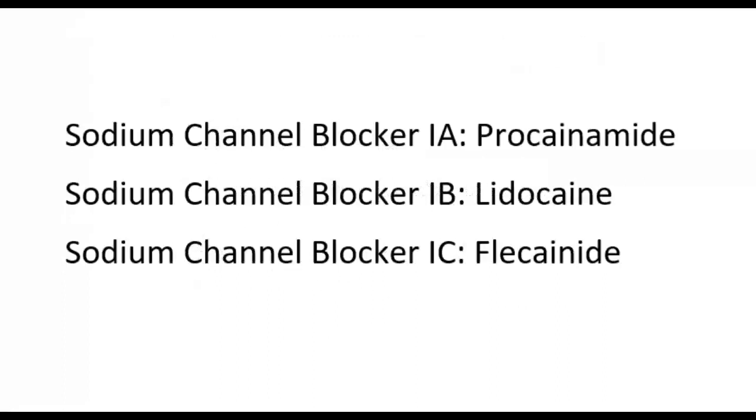So again, we're talking about sodium channel blockers, your class 1 antidysrhythmics. Sodium channel blocker 1A works by slowing conduction and prolonging repolarization. The drug you need to know is procainamide. Sodium channel blocker 1B works to slow conduction and shorten repolarization. The drug you need to know is lidocaine. Sodium channel blocker 1C prolongs conduction with little to no effect on repolarization. The drug you need to know is flecainide.